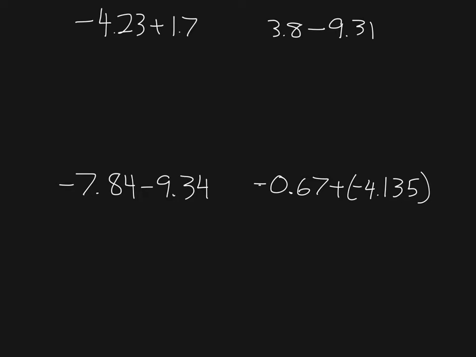Let's start with decimals because those are not too different from integers. In our first example here, we have negative 4.23 plus 1.7. So if we think about our rules, we have two different signs, which means that we're going to have to subtract these two numbers. And we know the sum is going to be negative because the negative 4.23 has a greater absolute value than the 1.7. So I know my sum is going to be negative. We'll just make a note of that.